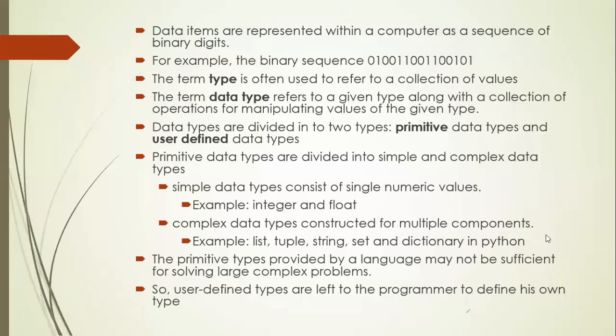Complex data types are constructed from multiple components. That means a complex data type is a variable which will store a combination of variables. An example is list. List is a variable which will hold multiple items, and in the same way tuple, string, character, set, dictionary, etc.